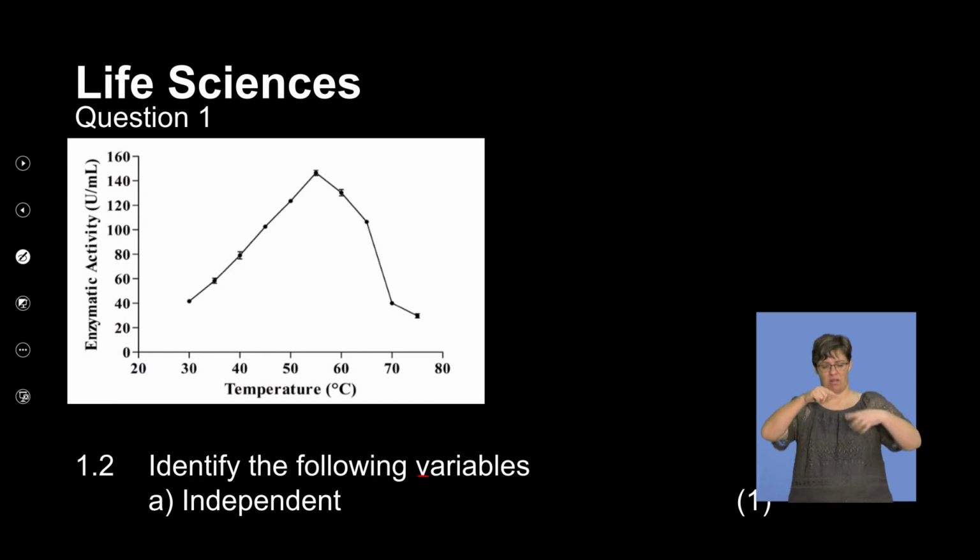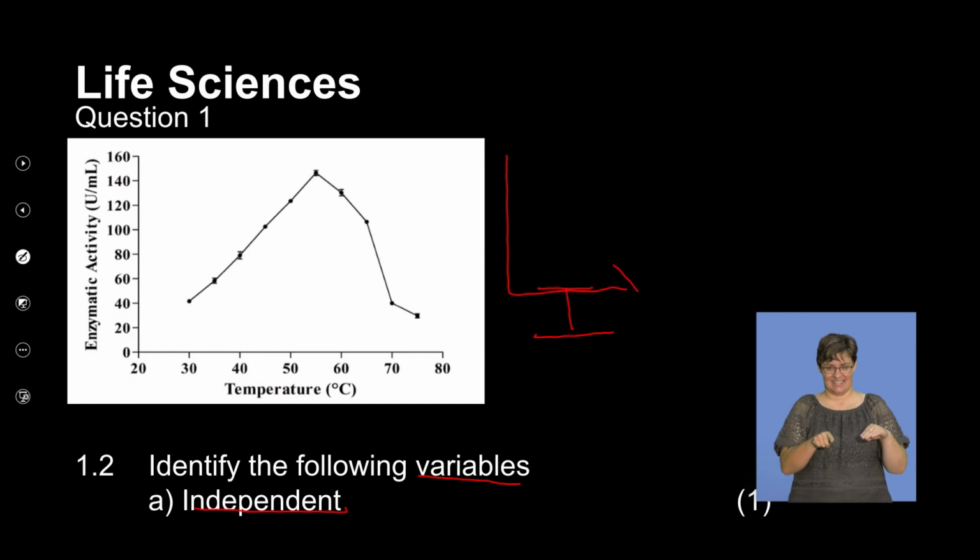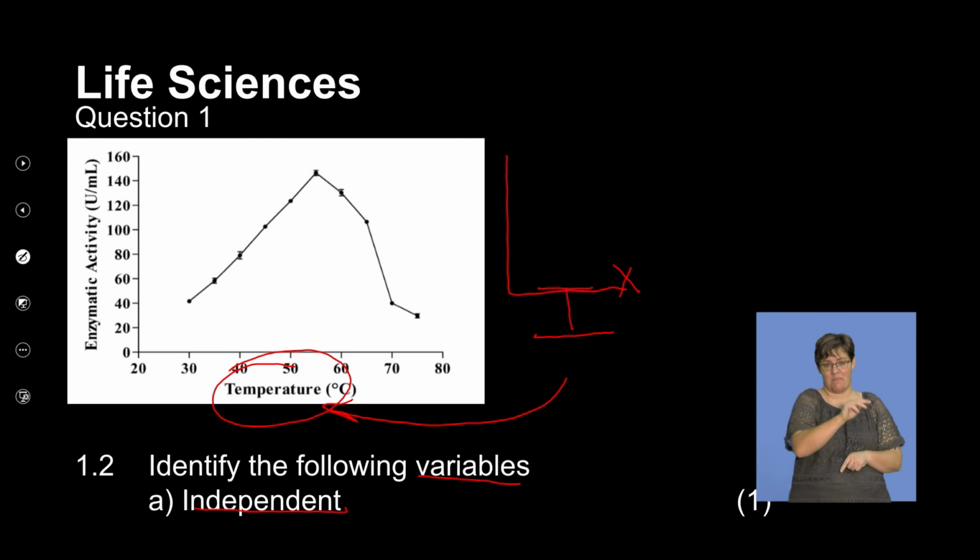Identify the following variables. So the independent variable, cool. Remember, the independent variable is on the x-axis, and in this case, if we identify what's on the x-axis, it's temperature. So we're looking at the effect of temperature on the enzyme activity of bromelain. So we've identified that temperature is the independent variable.